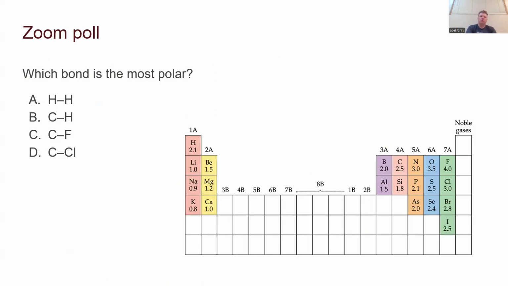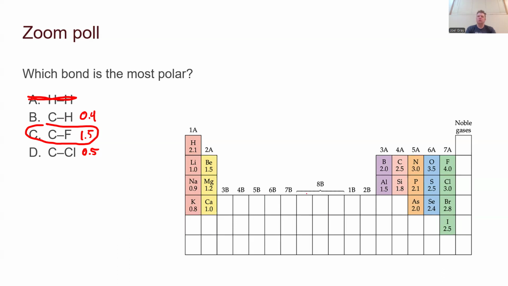Now, we're not going to do a poll here, but which of these bonds is most polar? Let's go by process of elimination. Well, H and H is out because those two atoms have the exact same electronegativity. C and H, our difference is 0.4 because it's 2.5 minus 2.1. C and F, that's 2.5 minus 4.0, but it's an absolute value, so our difference is 1.5. C and Cl, our difference is 0.5. So we are left with C and F.